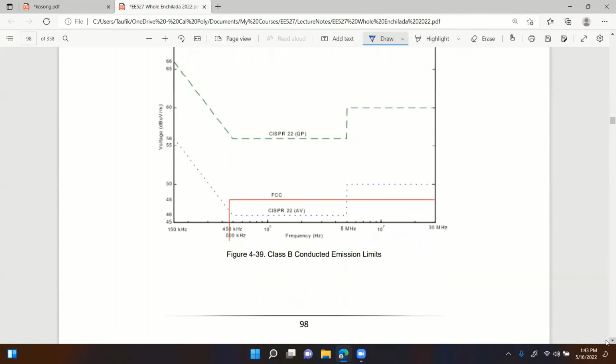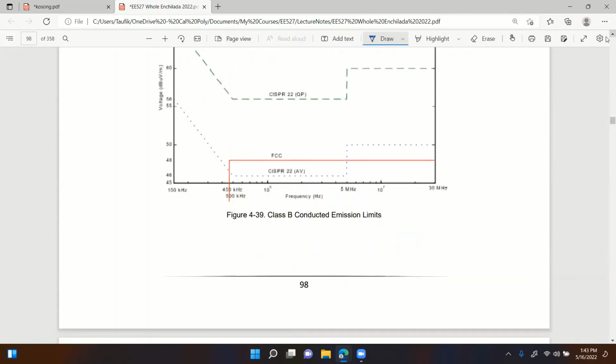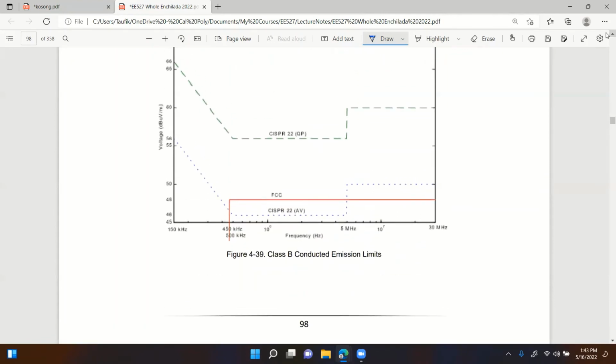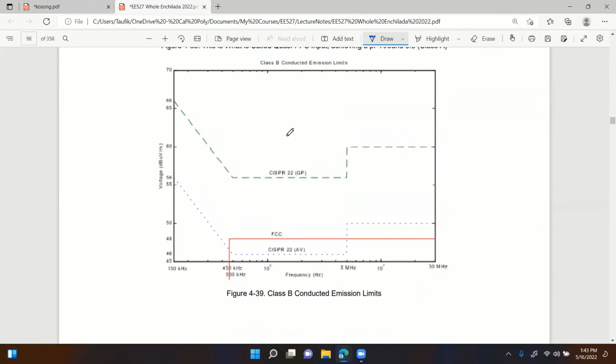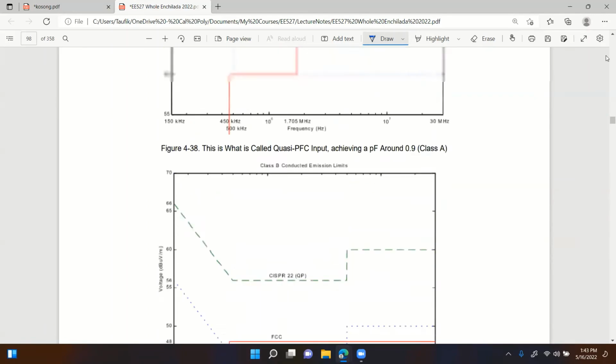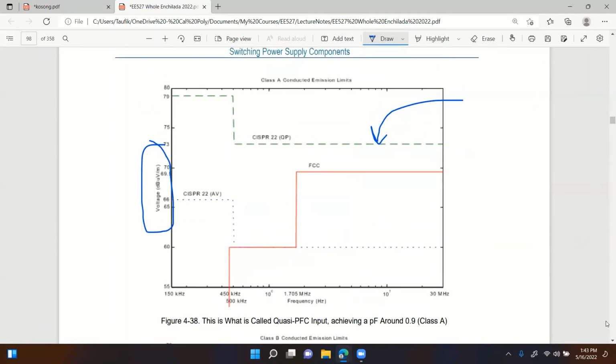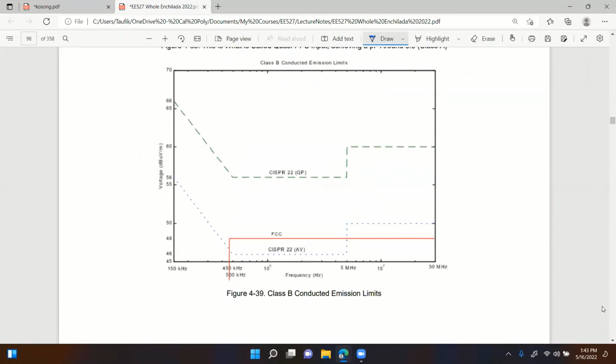Just to give you an idea, when it comes to real, actual products, you have to meet these requirements. And how do you meet these requirements? Less emission, well, filters as well as improving power factor. Okay. Any questions on this?